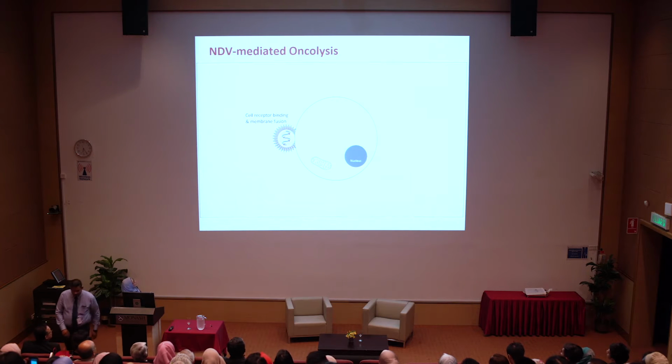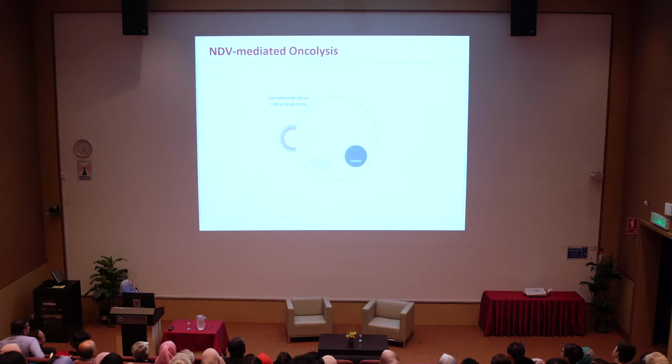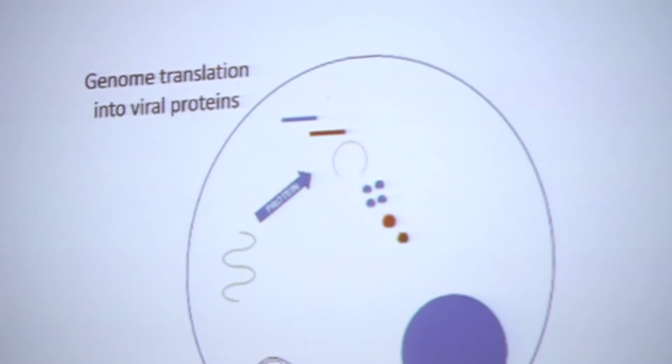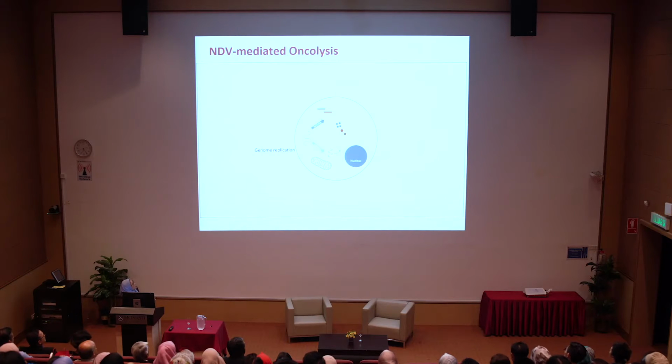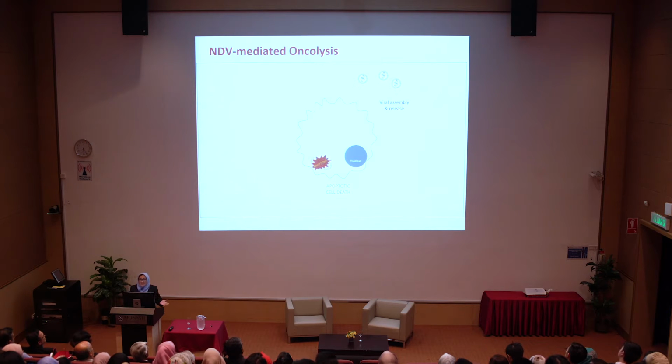Okay, after cell receptor binding, the virus fuses into the cell, and the ribonucleoprotein is released, with genome translation into viral proteins as well as replication of the genome. Then the HN and F proteins translocate to the surface of the membrane, and the M protein goes to the mitochondria, triggering apoptosis. And then there is ribonucleoprotein assembly and membrane translocation to the surface. There's viral assembly and release. And then the cell dies.